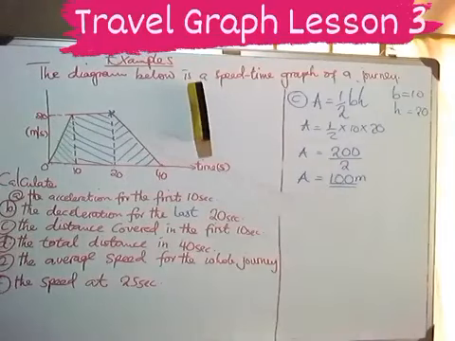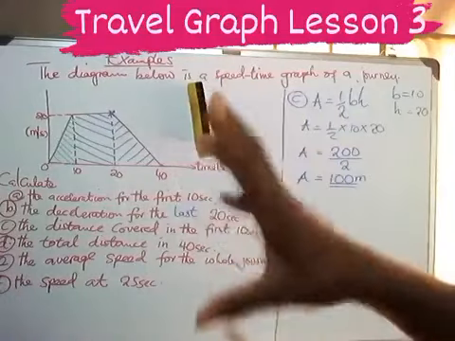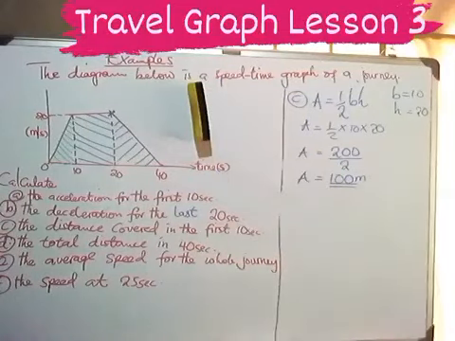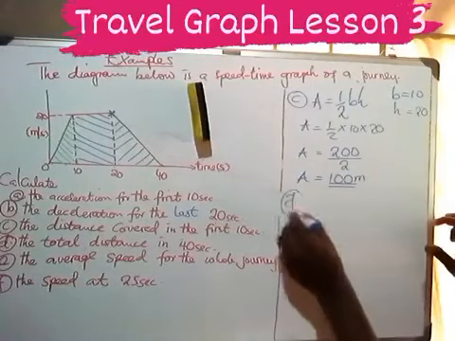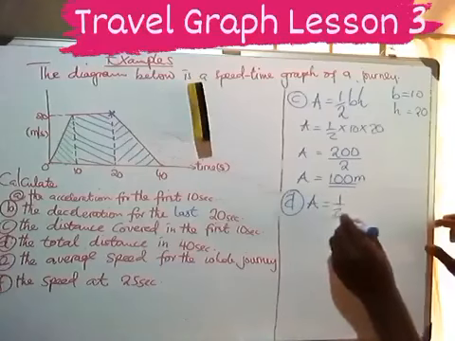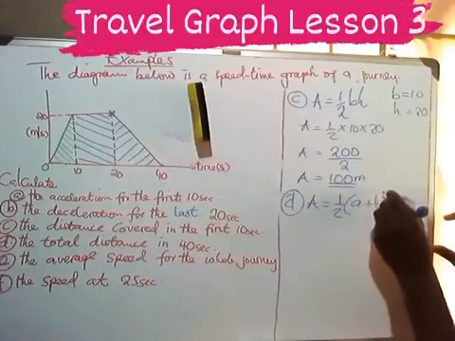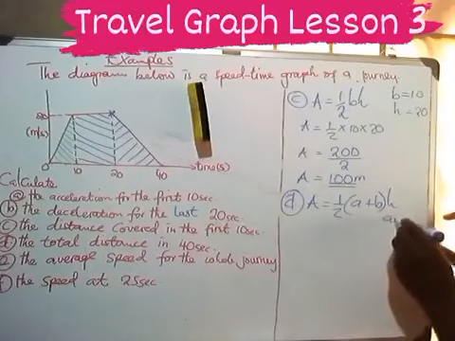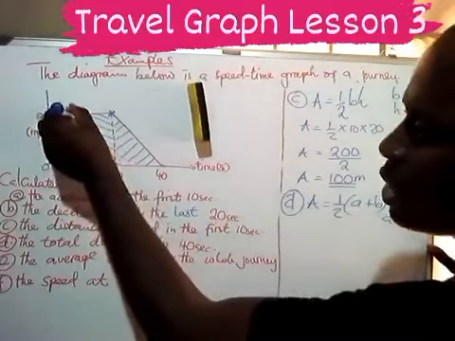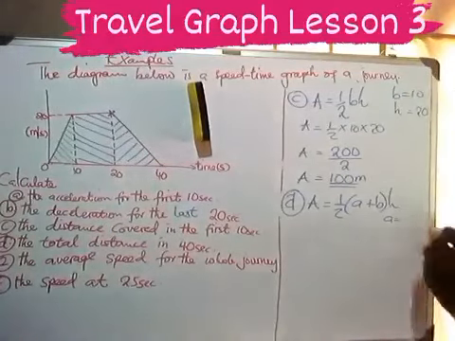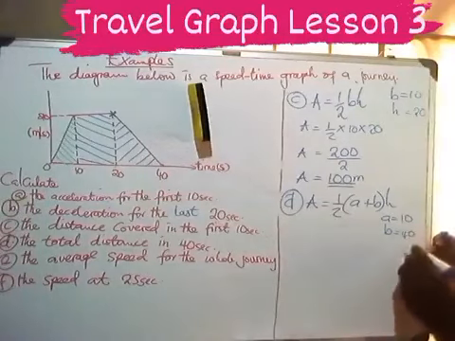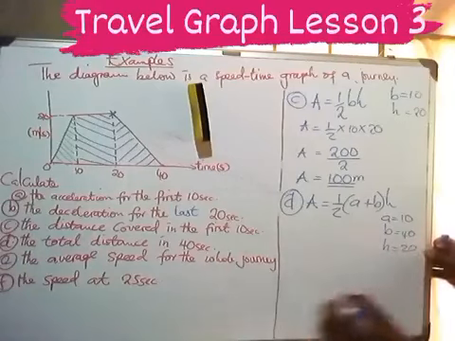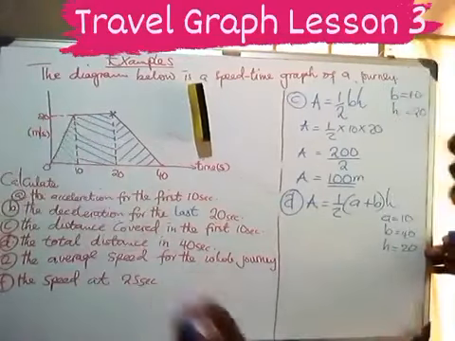Or we use the formula for trapezium. I encourage you to use either formula, but as of now, I'm using the formula for trapezium. So question number D, we say area is equal to 1 over 2 (A plus B) then we write H. What is our A in this case? Our A is from here up to here, which is 10. Our B is from 0 up to here, which is 40. And our height is 20, because from here up to there is 20.